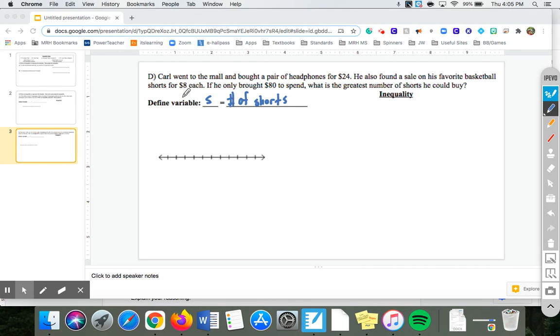Each is a repetitive kind of word where we're doing something over and over and over. So $8 plus $8 plus $8 plus $8. When we have something repeating like that, that's a good sign that we're going to be multiplying 8 by the number of shorts, which is our variable. If he only brought $80 to spend, what's the greatest number of shorts he could buy? So again, our variable, the thing it's asked for, is the number of shorts.